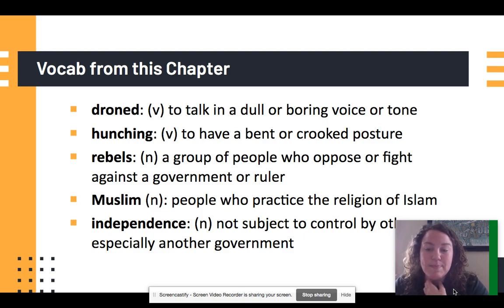Muslim is a term that's mentioned, which you might remember from our religions unit, but that's people who practice the religion of Islam. And the word independence is mentioned, where a group of people is not subject to control by others, especially a government.